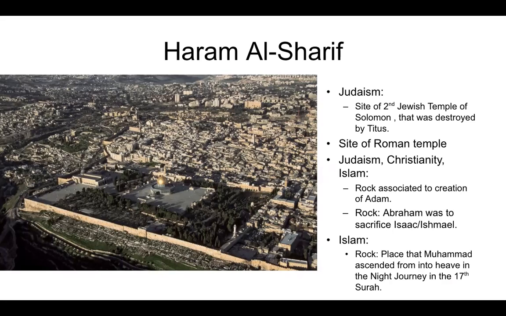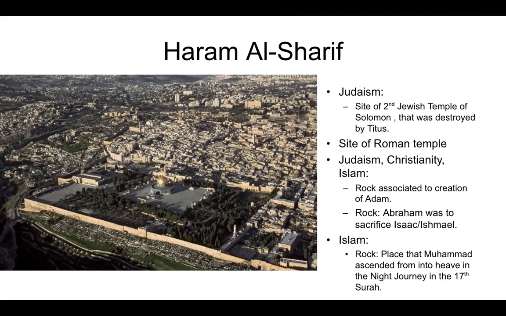There's a rock on this mount that was associated with the creation of Adam. It also is a rock where Abraham was going to sacrifice his son Isaac, or in Islam, we say Ishmael. So God told Abraham to sacrifice his one and only son, right? And of course, in Christianity, that's a precursor, an allusion to God giving Jesus for the sin of man.